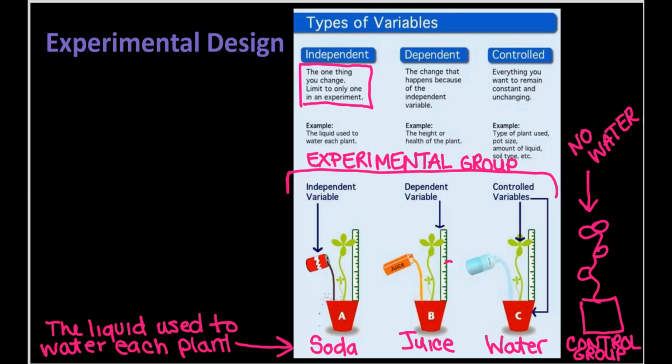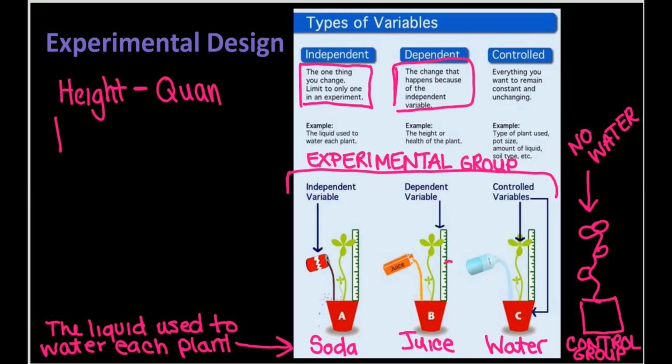Now your dependent variable is the thing that happens because of the independent variables. So what are we measuring? We're measuring the height of the plant. You could measure the height, you could measure the health. If we measure the height of the plant, we would be using a ruler or something like that, and we would be collecting numbers. So that would be a quantitative data measurement.